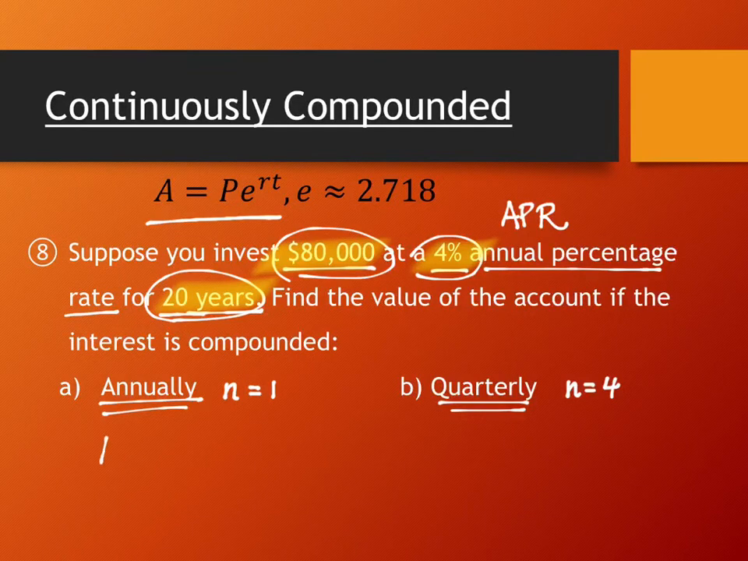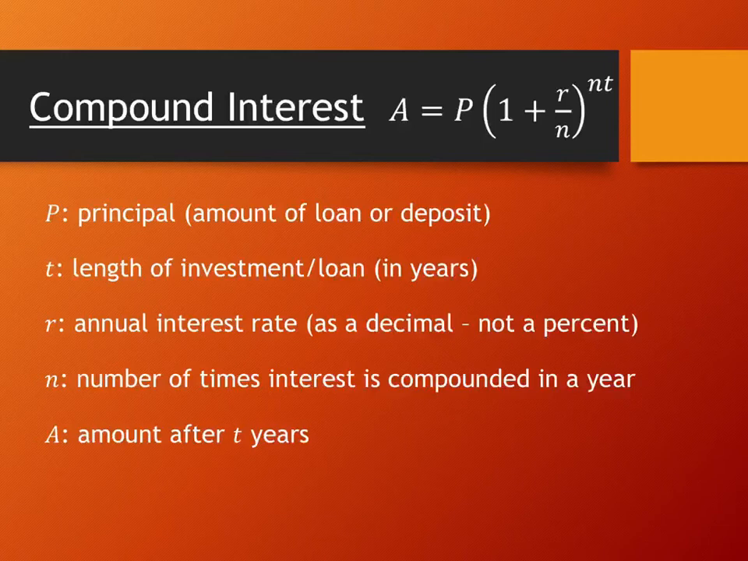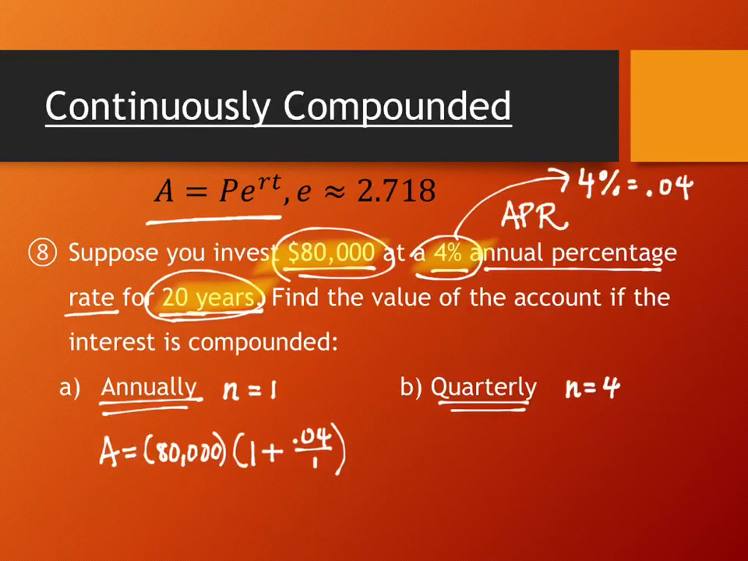So we have A equals, the P value is the 80,000 times 1 plus. Now, my R value is 4%. But what is 4% as a decimal? 0.04. So R is going to go into my equation as 0.04. I said n is equal to 1. And my exponent is going to be n times t. So n is 1 and t is 20.